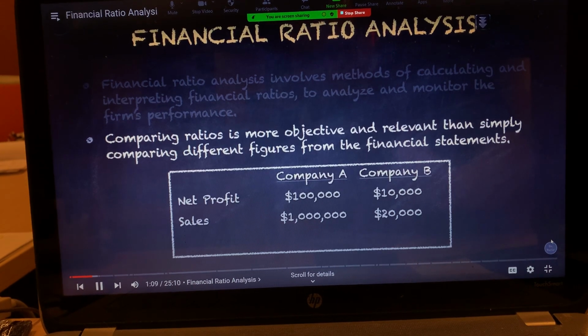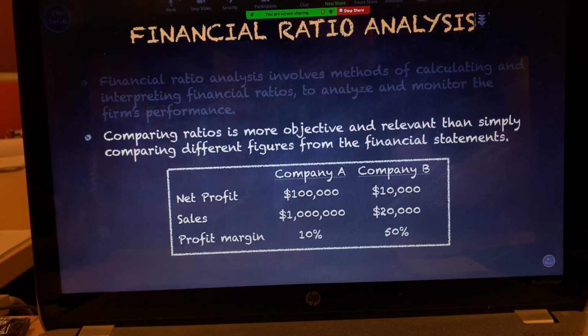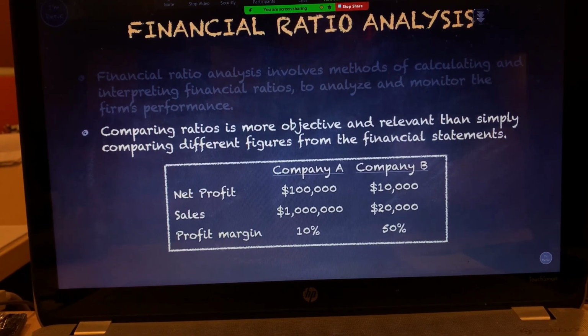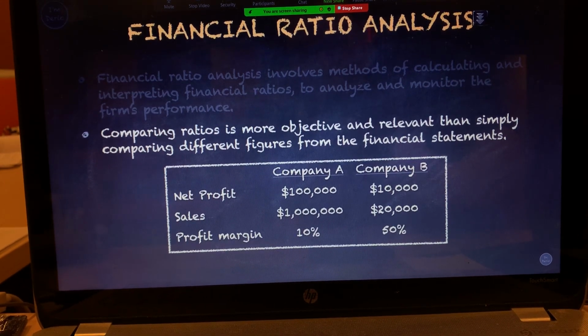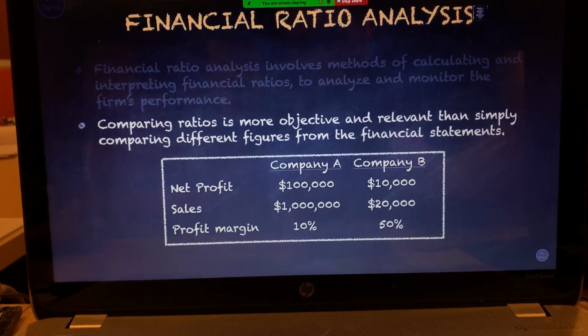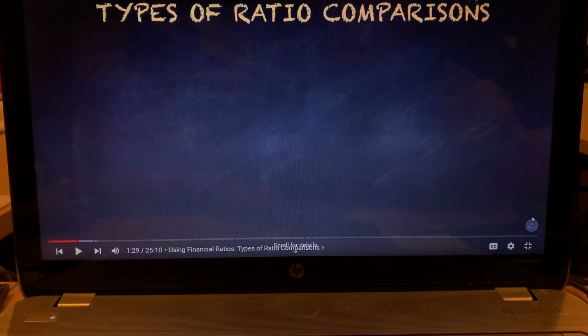We calculate the profit margin by taking net profit over sales. So the profit margin of Company A is 10%, whilst for Company B is 50%. Now, it is obvious that Company B is better than Company A because Company B can make more profit based on lower sales, which means Company B is more efficient. So that's just one ratio that you can use.